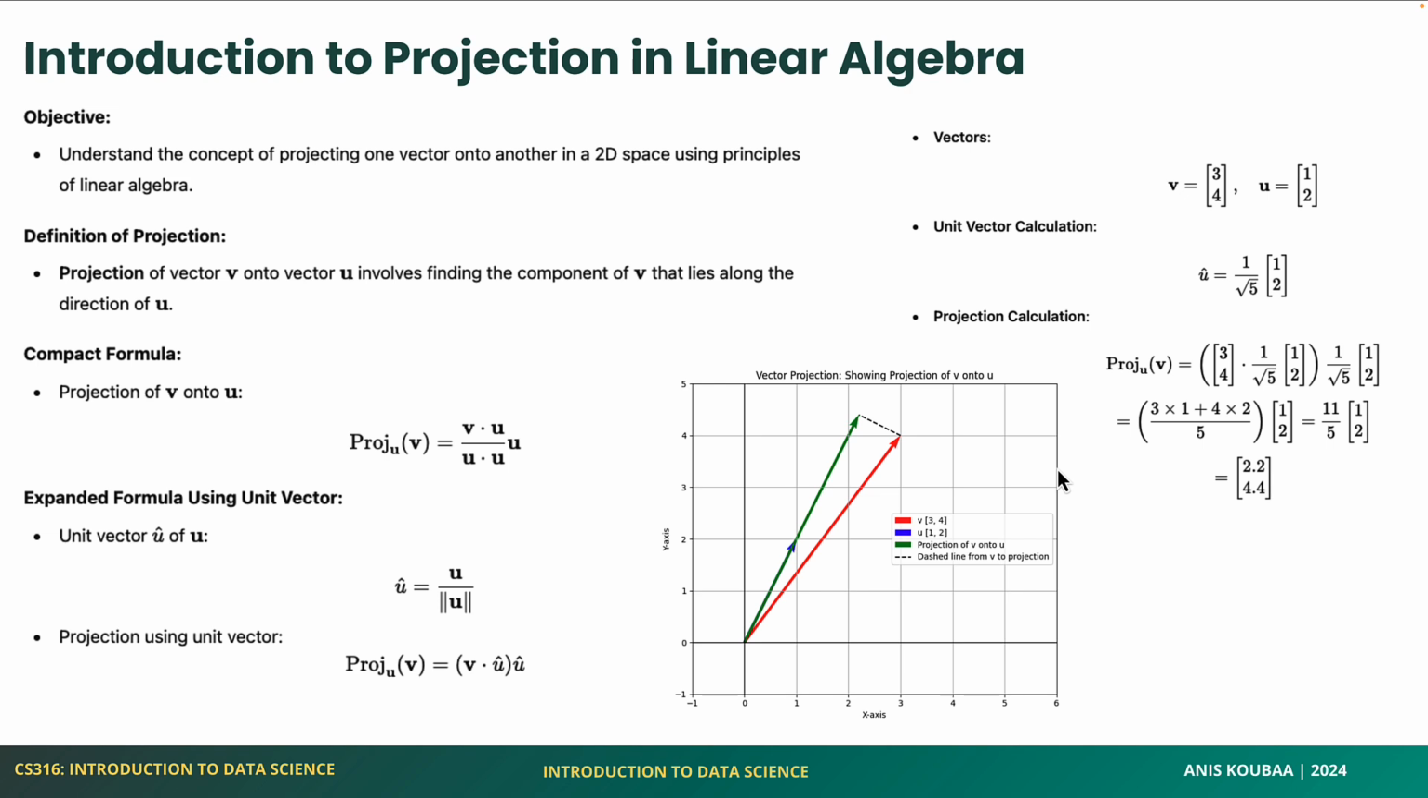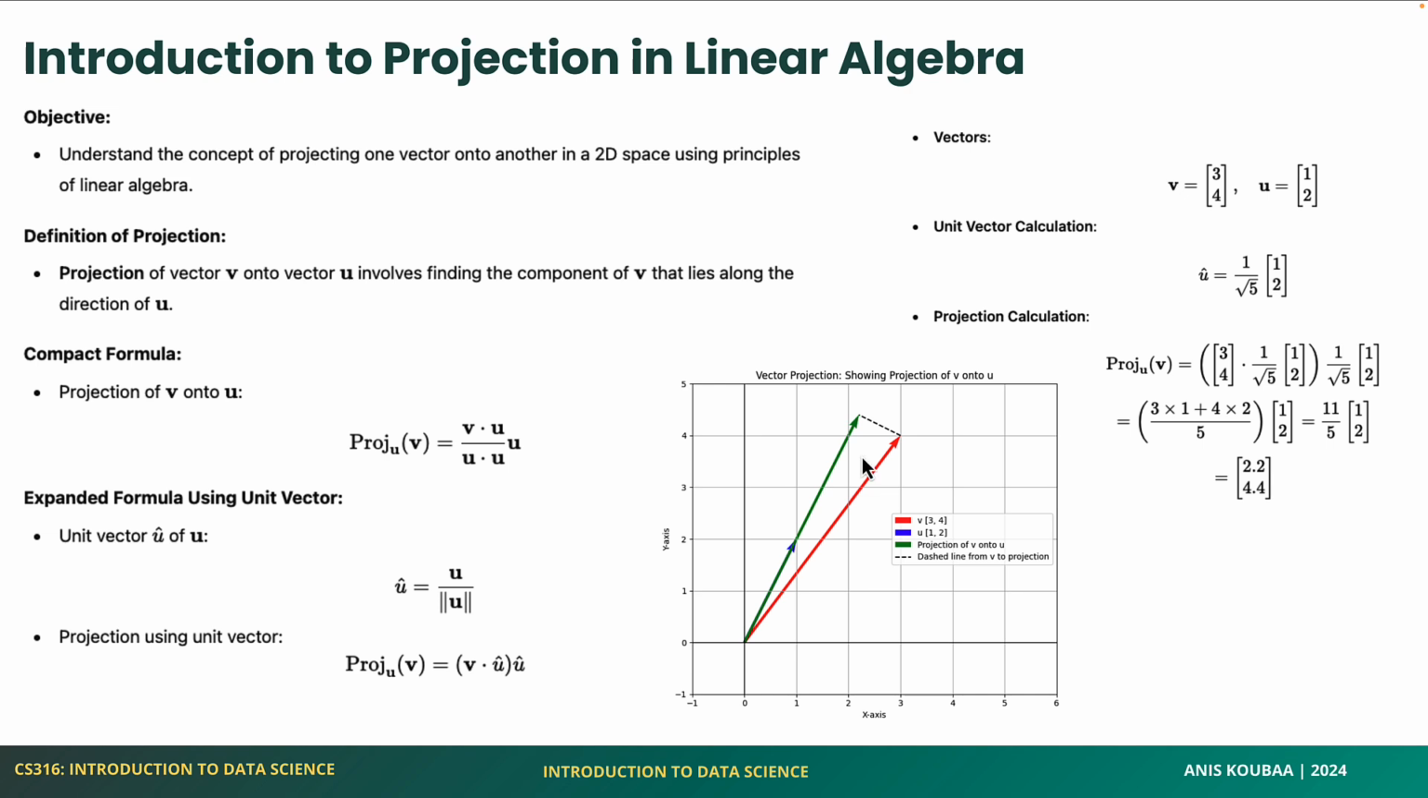So, yeah. What's the benefit? Yeah, we will come to this. I'm introducing the concept now so you understand, and then we will see the benefit in the context of data science. So the objective here is to understand the concept of projection, and the projection of vector v onto a vector u involves finding the component of v. Look, component, so principal component. We will come to this later. Okay, finding the component of v that lies along the direction of u.